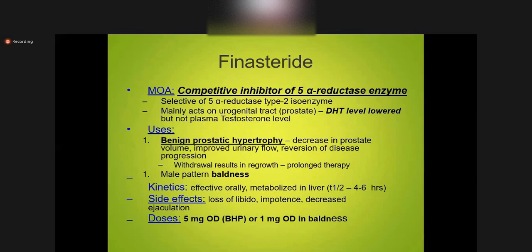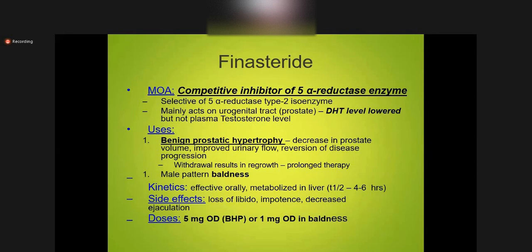Another drug we have is finasteride. Finasteride is a competitive inhibitor of 5-alpha reductase. So it affects the 5-alpha reductase enzyme, and you know 5-alpha reductase is responsible for conversion of testosterone into dihydrotestosterone, which is the active form. So once the active form is not there, 90% of the action has been masked, because 90% goes intracellular. Even if testosterone is present in plasma, it is not going intracellularly.